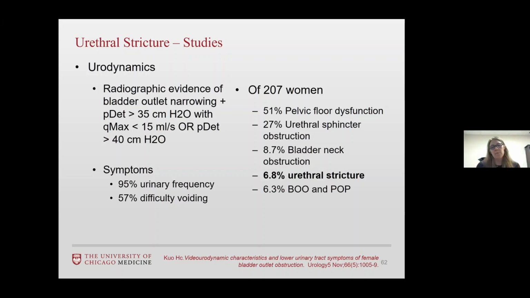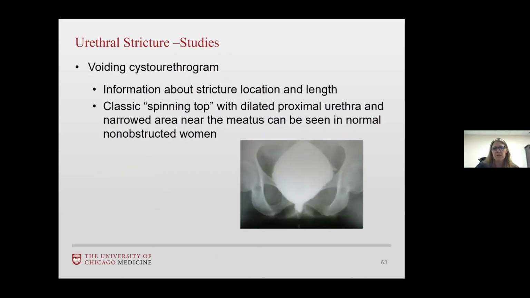You may do urodynamics, and that'll help you really put the picture together and give you an idea. And then if you need to, you do a cystoscopy, of course, which will give you the definitive diagnosis. Other studies, the voiding cystourethrogram, it can help with some information about stricture location and length. But one of the problems is that there's a spinning top. Some women can have this spinning top with this dilated proximal urethra and narrowed area near the meatus, and that can be normal, but that's generally what you're going to see.